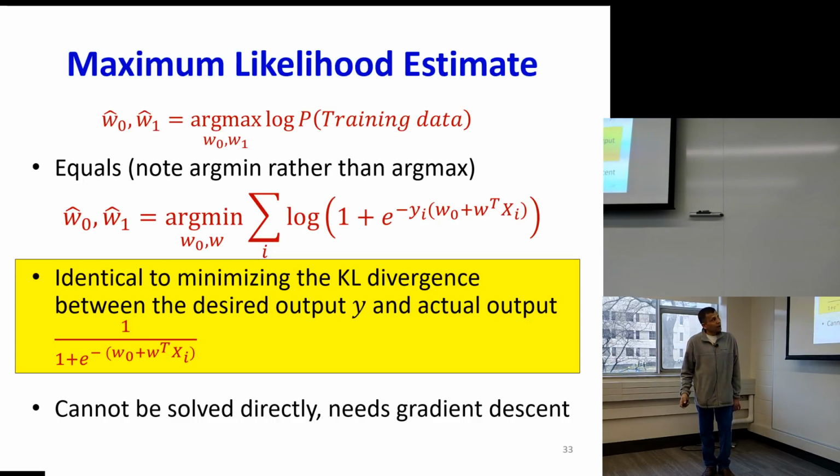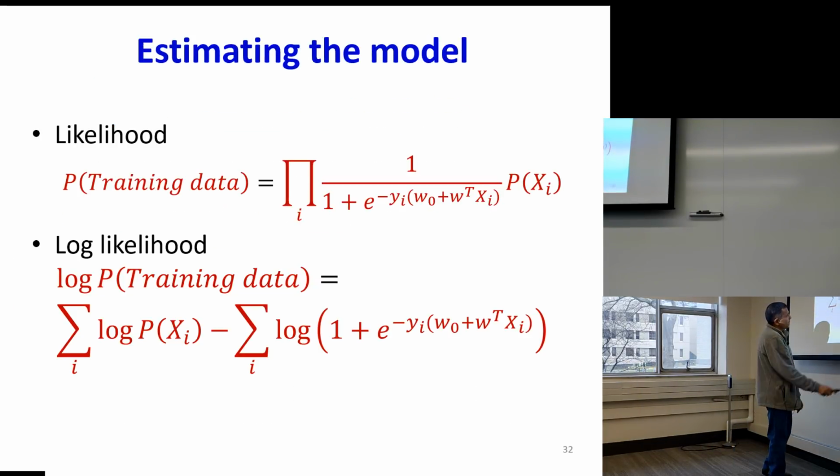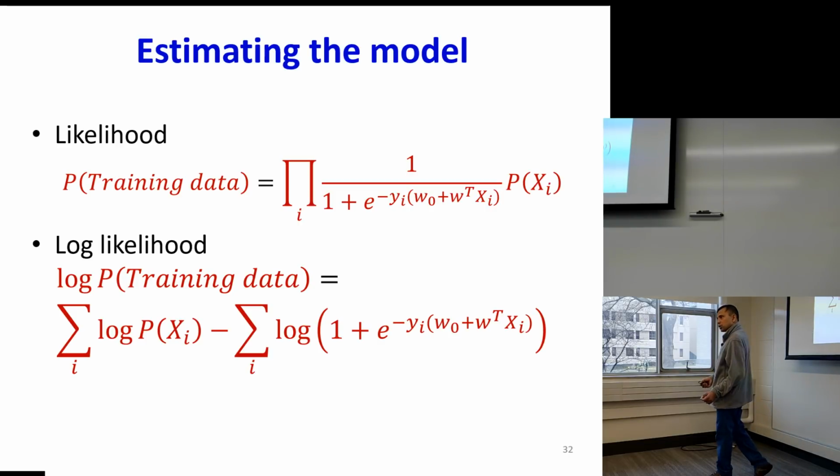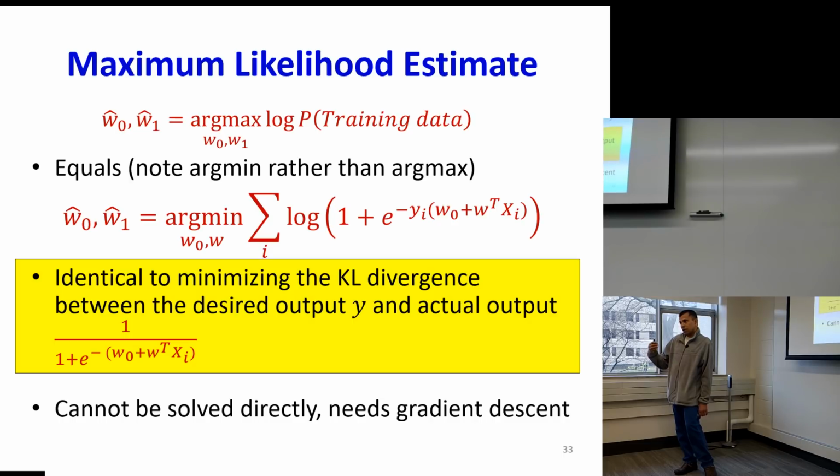And now, if I go back to the previous slide, observe that the log of the probability of the training data is the log of the x probability, the x values, minus the log of the logistic function applied to each of the xy pairs. So when I'm maximizing the negative of the log of the logistic function, this is the same as minimizing the logistic function itself. And P of x doesn't depend on the weights. I can ignore it, right?